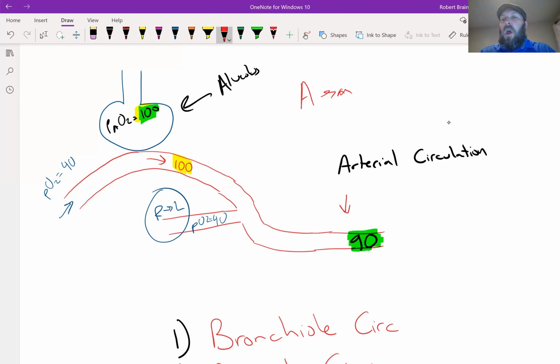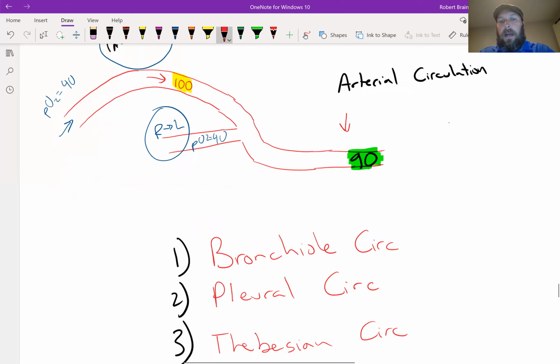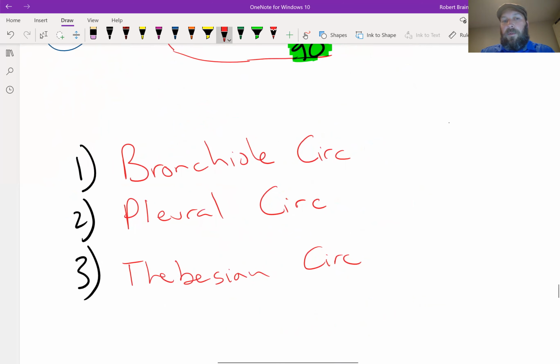Okay. So we have three main normal physiological right to left shunts that we talked about in class. We talked about the bronchial circulation. The bronchial circulation is the portion of the circulation that gives nutrients to the conducting zone, and that venous blood leaving the conducting zone gets dumped into the pulmonary veins. And the pulmonary veins are leaving the lungs, so therefore we're mixing venous blood with arterial blood. The second example of a right to left shunt that we talked about is the pleural circulation.